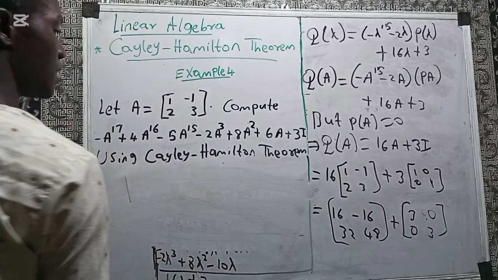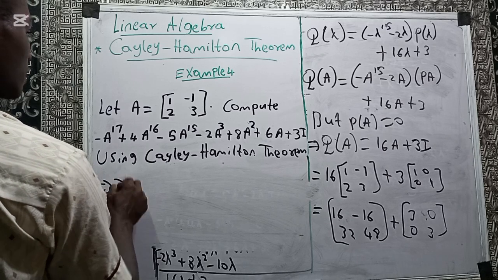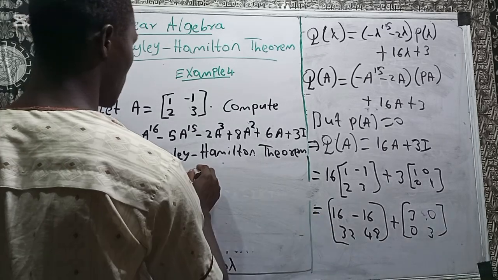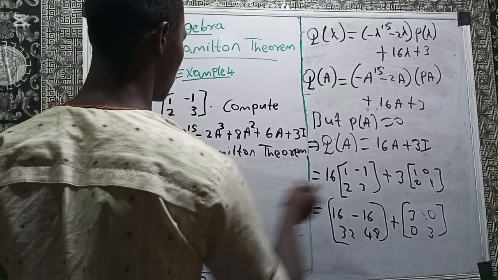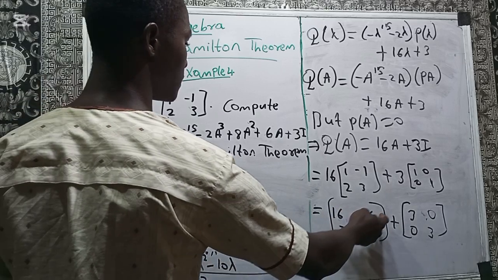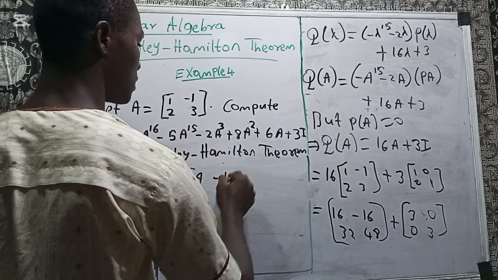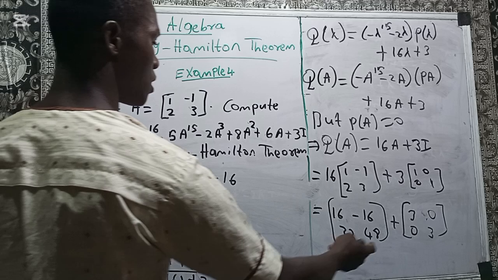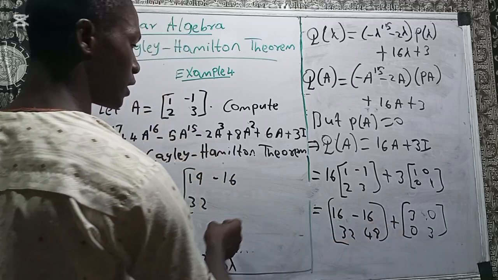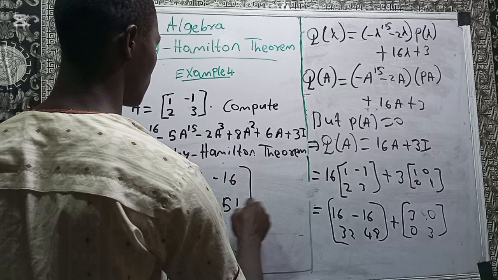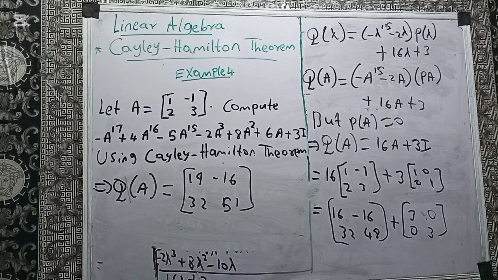So let's add the expression. This implies that our Q of A will be equal to, if you add 16 plus 3, we are going to get what? 19. Negative 16 plus 0, negative 16. 32 plus 0, we have 32. 48 plus 3, we are going to have 51. So this is the quantity we got.